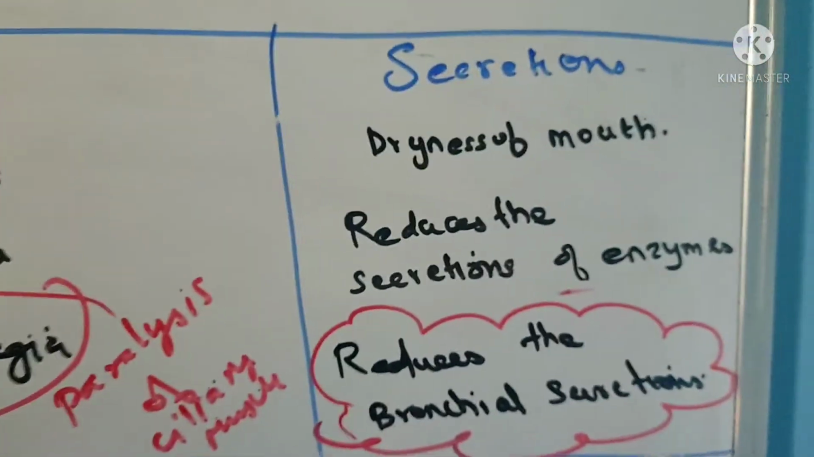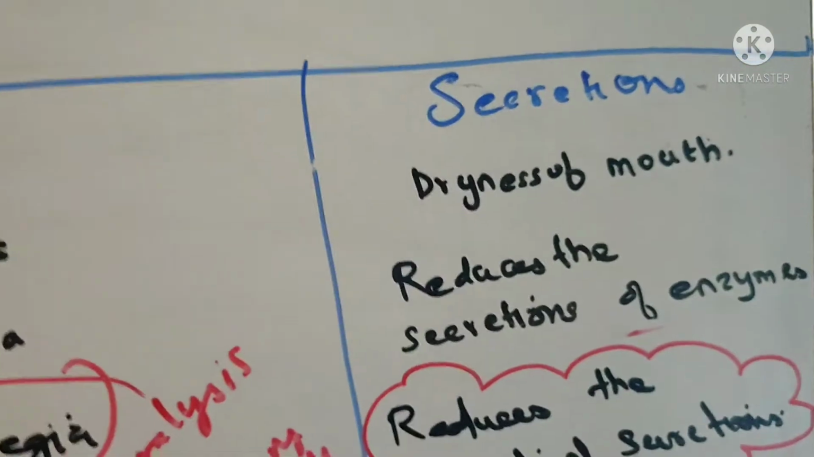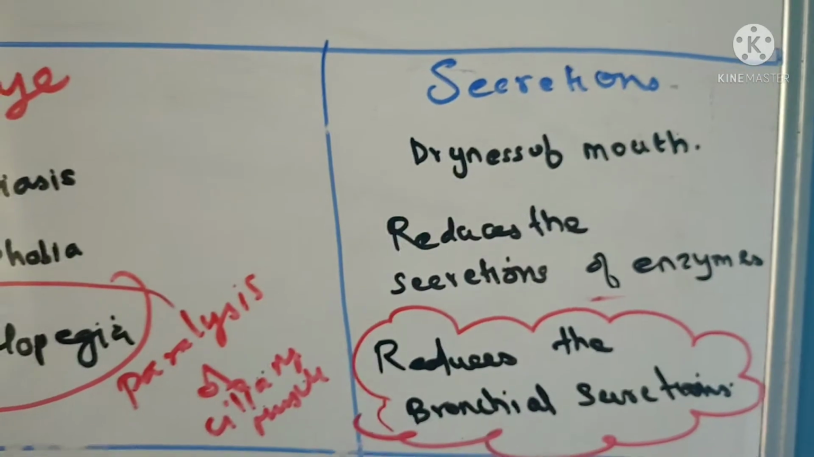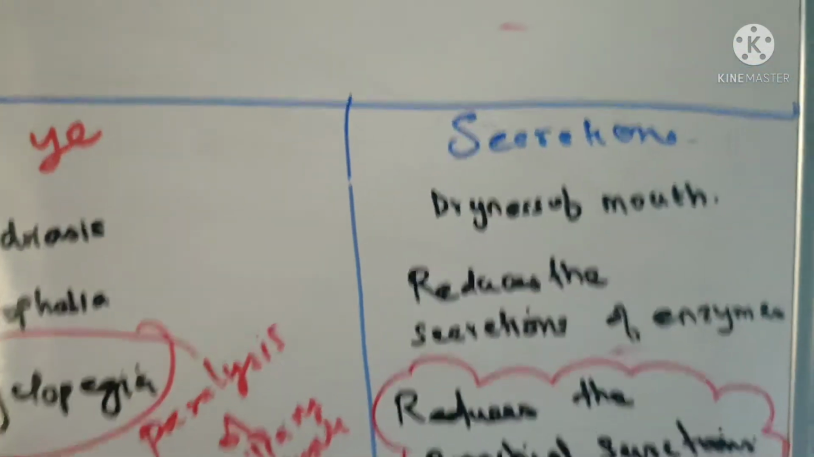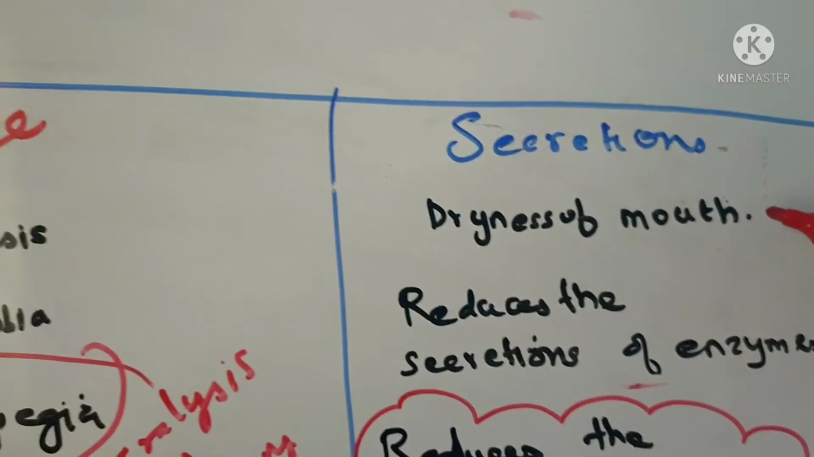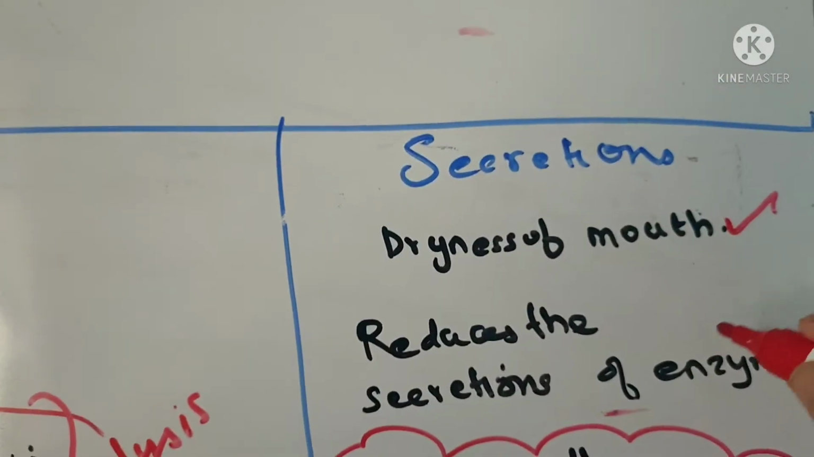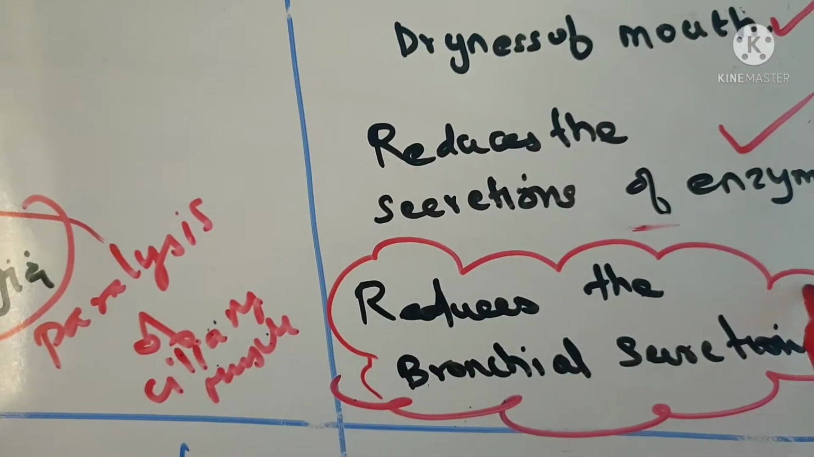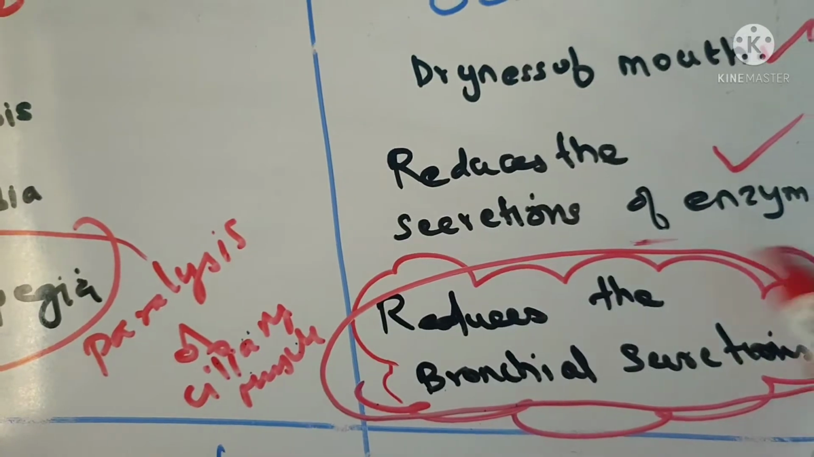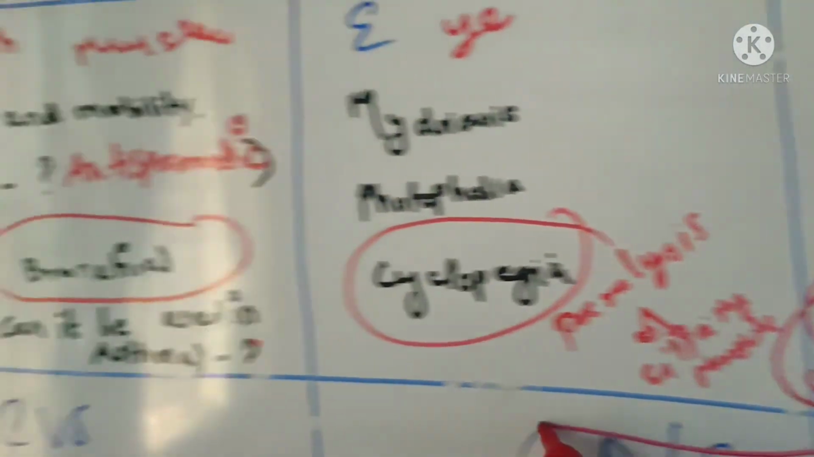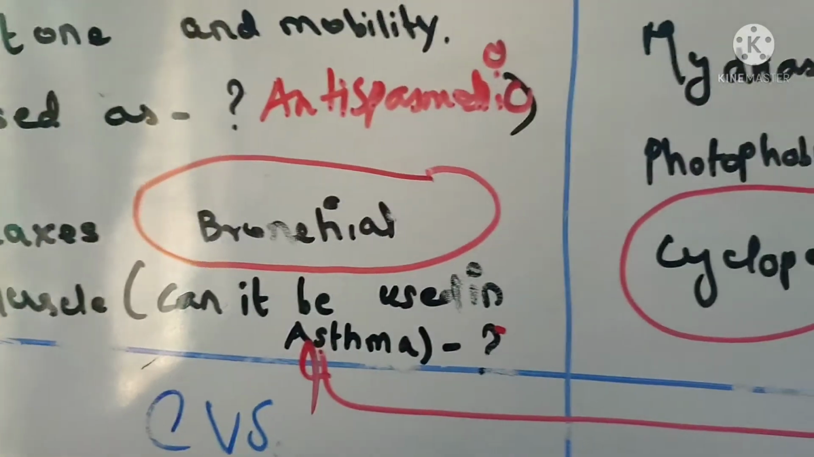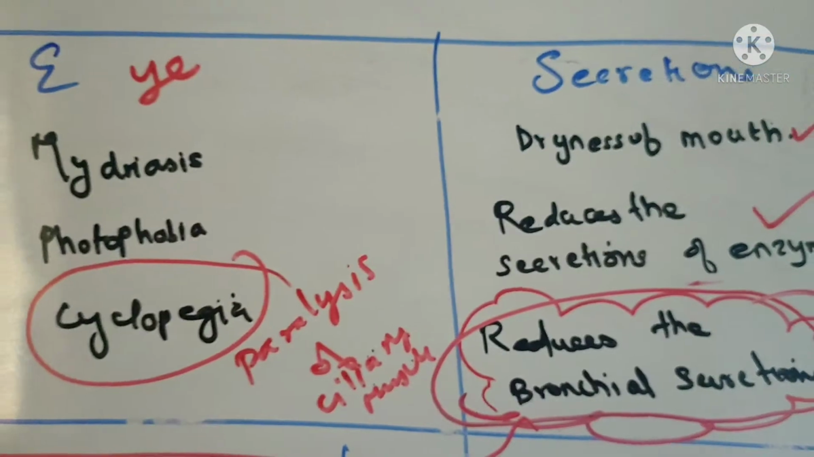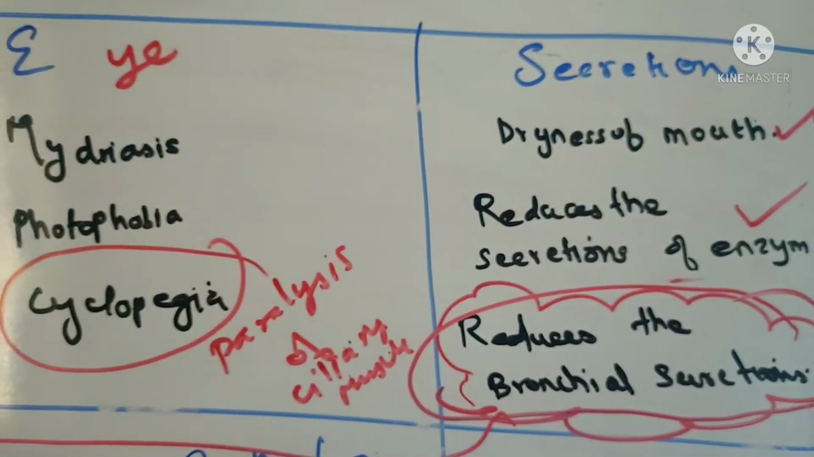So moving on to the secretions. Since muscarinic receptors are also present in endocrine glands, blocking them helps in managing secretions. It causes dryness of mouth by blocking the muscarinic receptors, and it also reduces the secretion of gastric enzymes and the bronchial secretions. So since it reduces the bronchial secretions, it cannot be used in asthma, even though it relaxes the bronchial muscles.